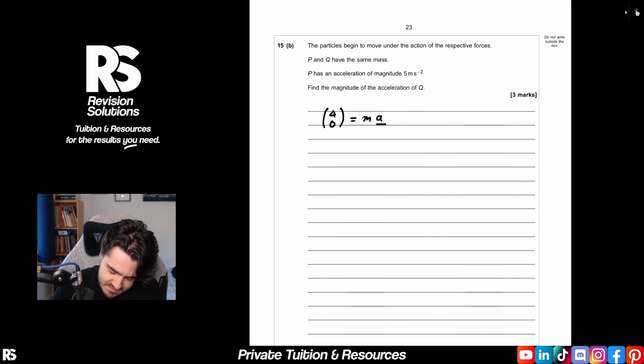Or if we want to write this in terms of magnitudes, well, the magnitude of this force is 4, and that would equal the mass times the magnitude of the acceleration, which would be 5. So m times 5, meaning that the mass must just equal 4 divided by 5, 4/5. And now we've got that, we can go and work out the actual acceleration of Q.